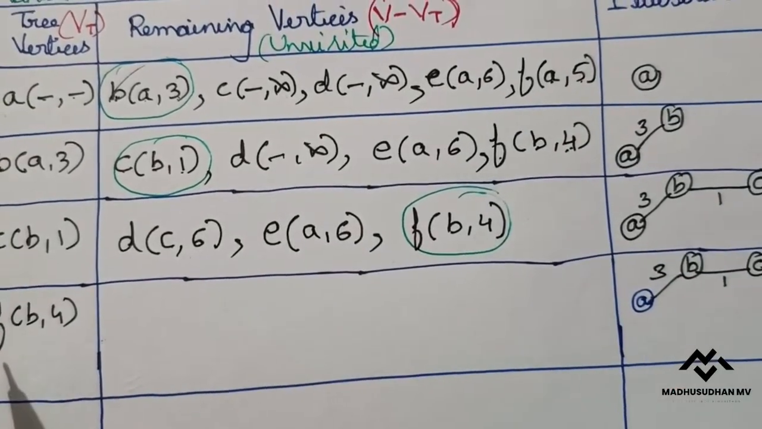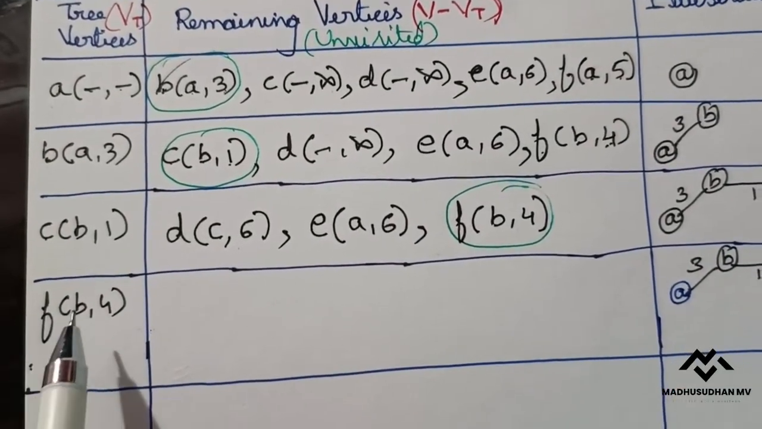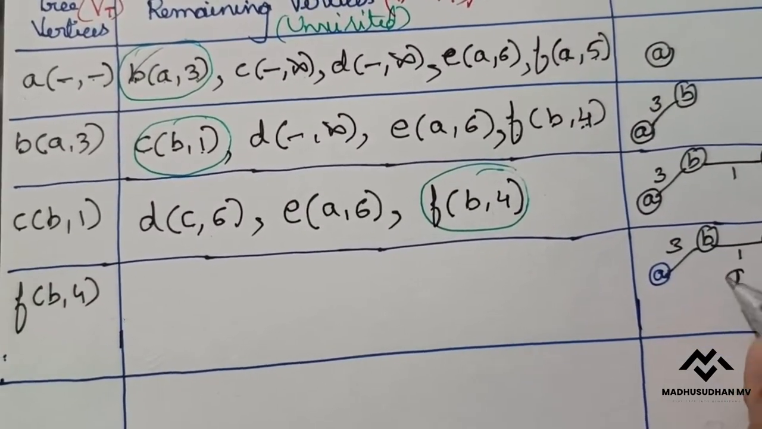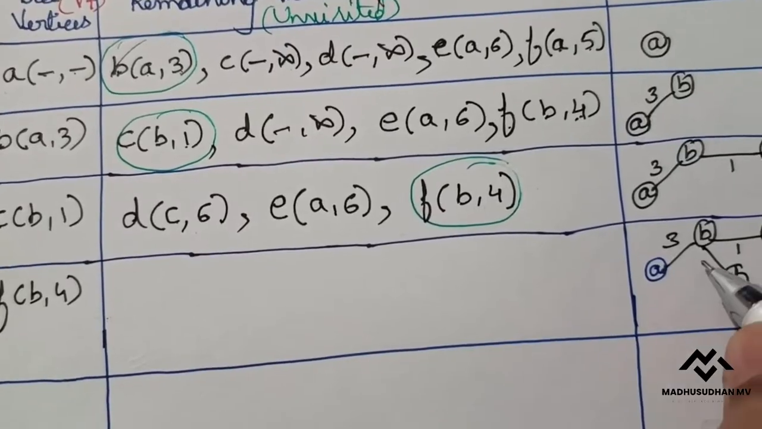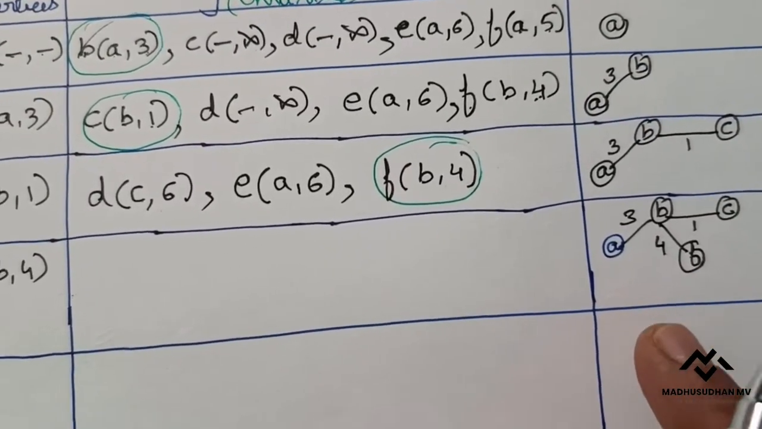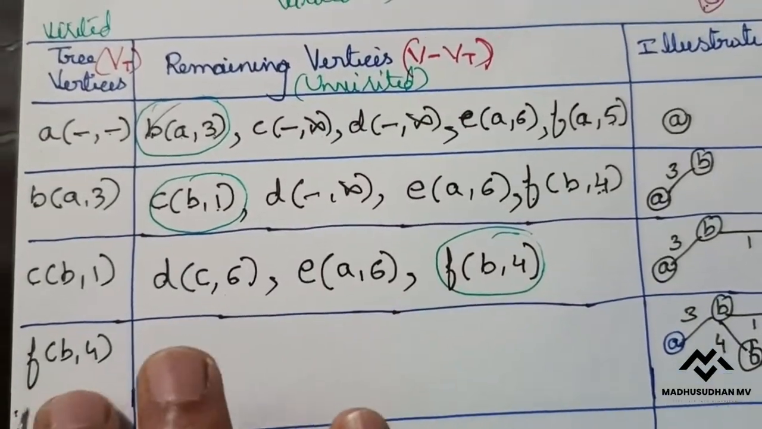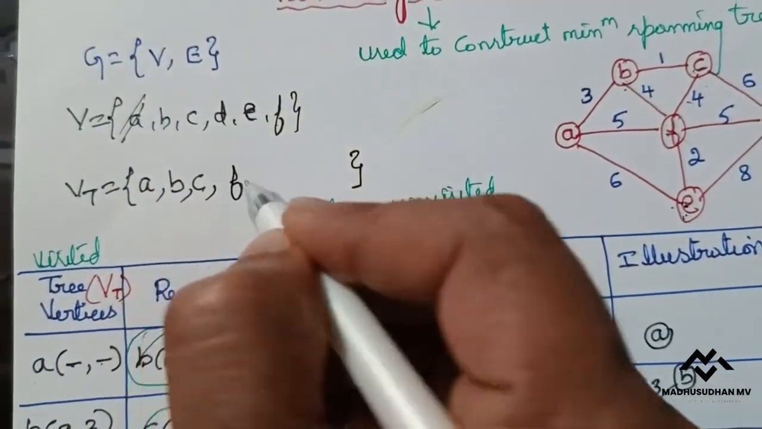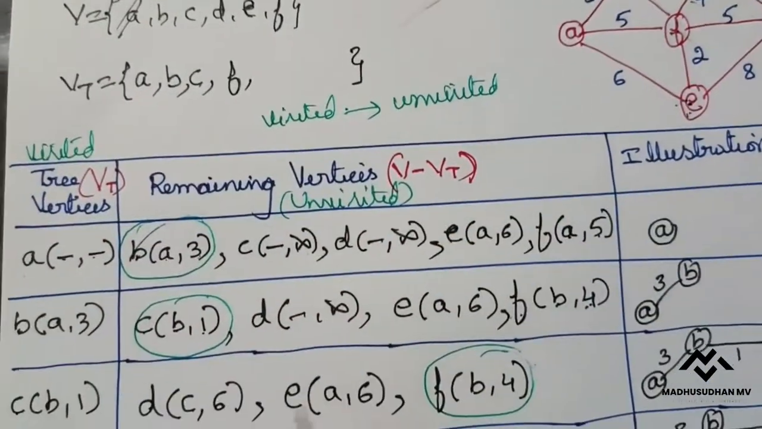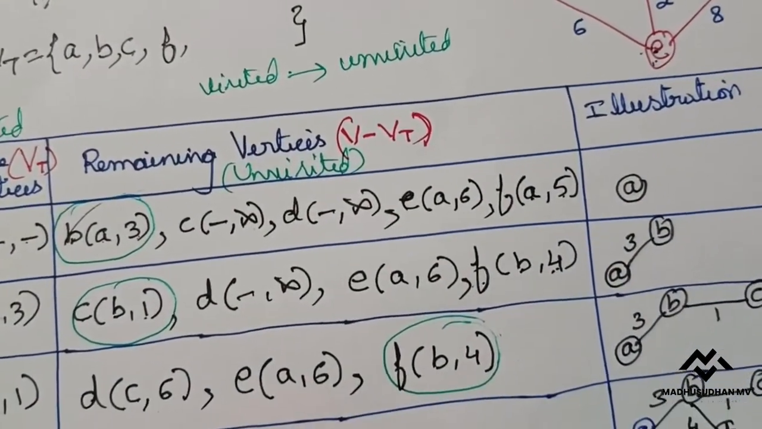Now I reach F, from where? From B. So this is my F, at distance 4. This is my partially constructed spanning tree. Now F is also included in my VT. Now remaining are only D and E. So now I'm writing D.